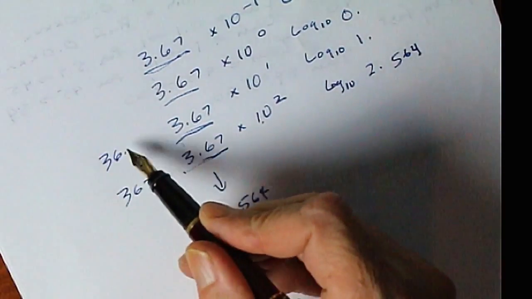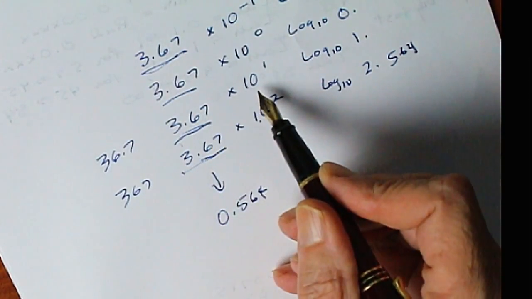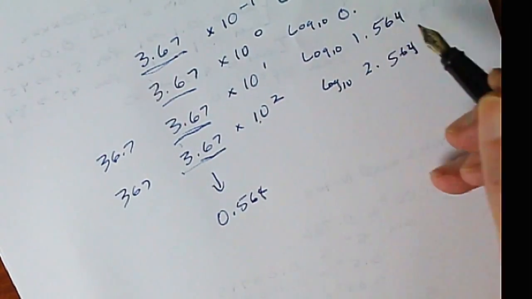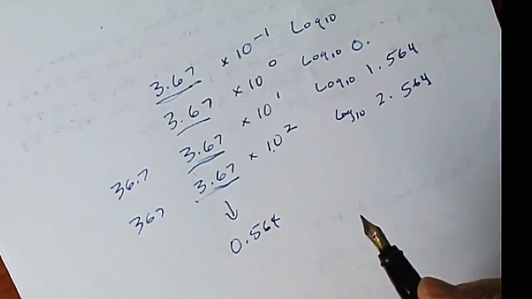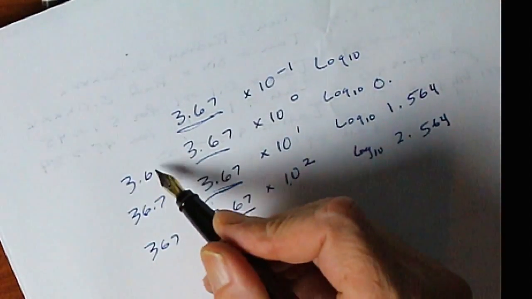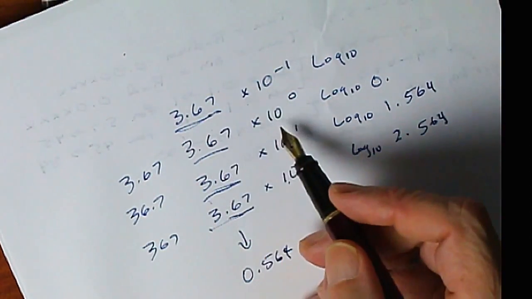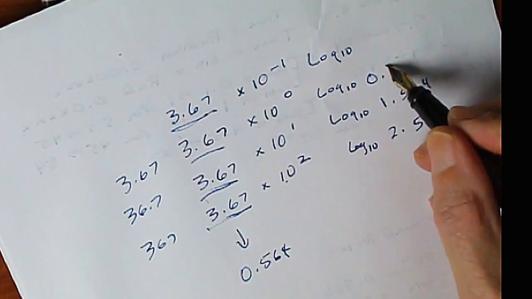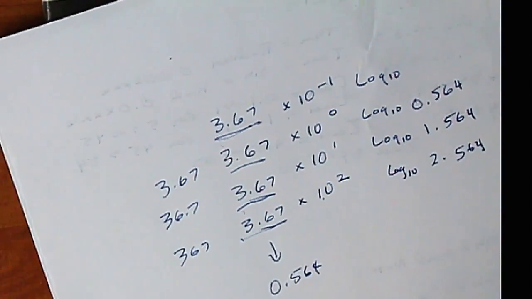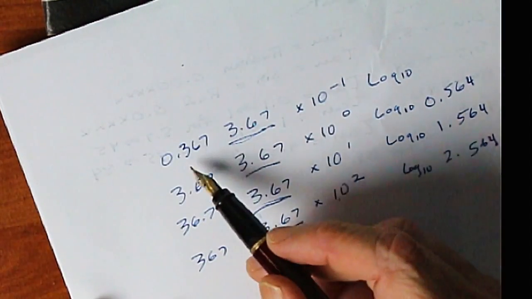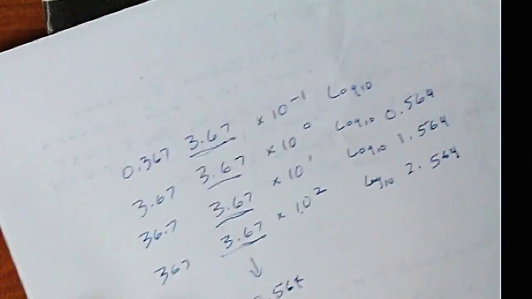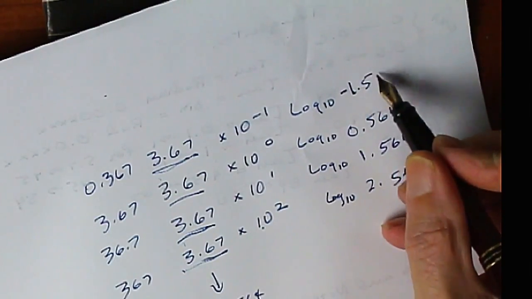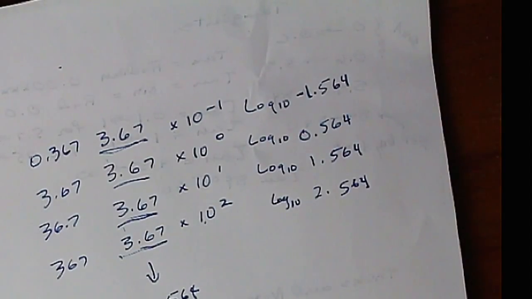Then we've got 36.7. That's 3.67 times 10 to the 1. So the log 10 will be 1.564. Because remember, the 564 comes from the 3.67. Now this is 3.67. That's 3.67 times 10 to the 0. So the log will be 0.564. Now the next one's a little bit tricky. What we're dealing with here is 0.367. Now following our argument, we should think that that would be minus 1.564.